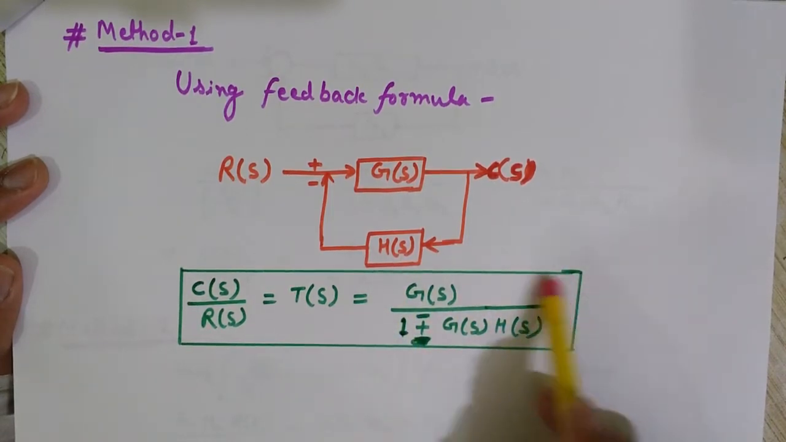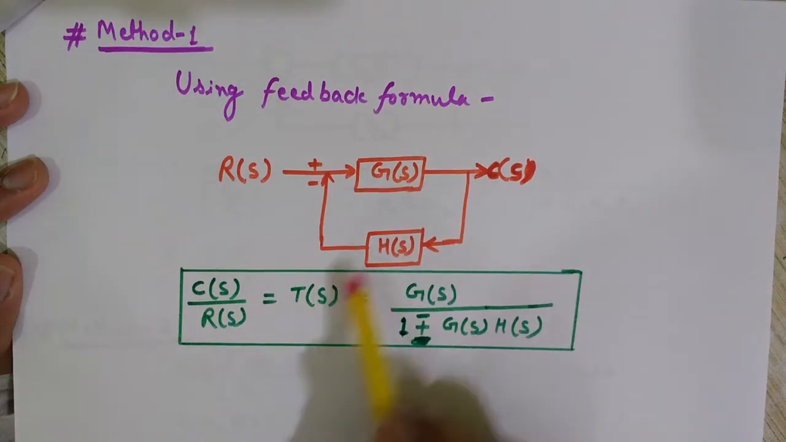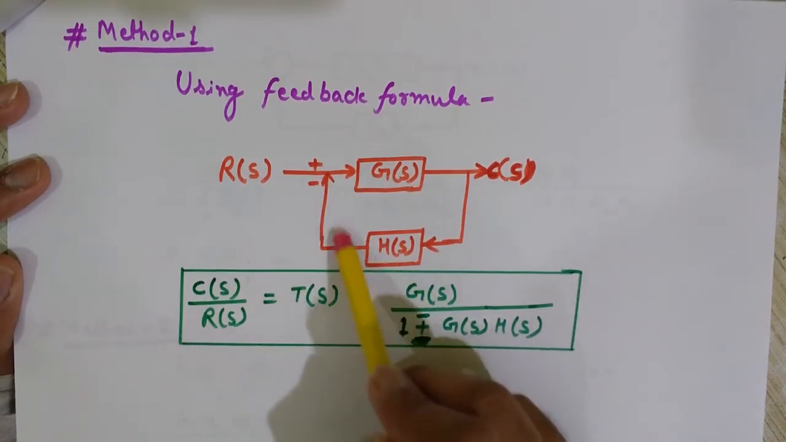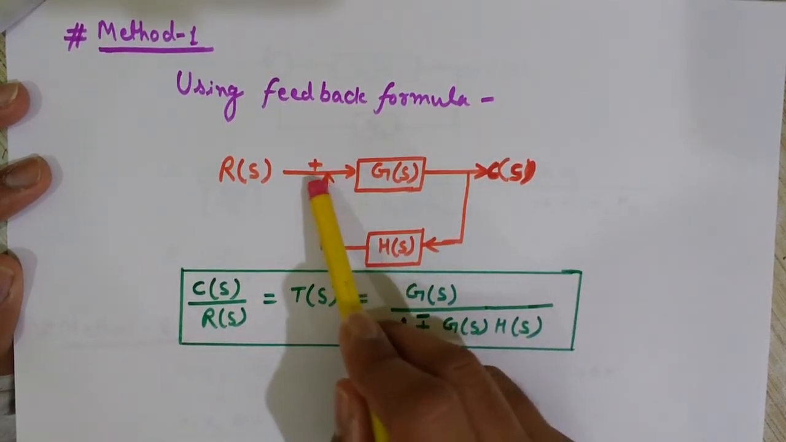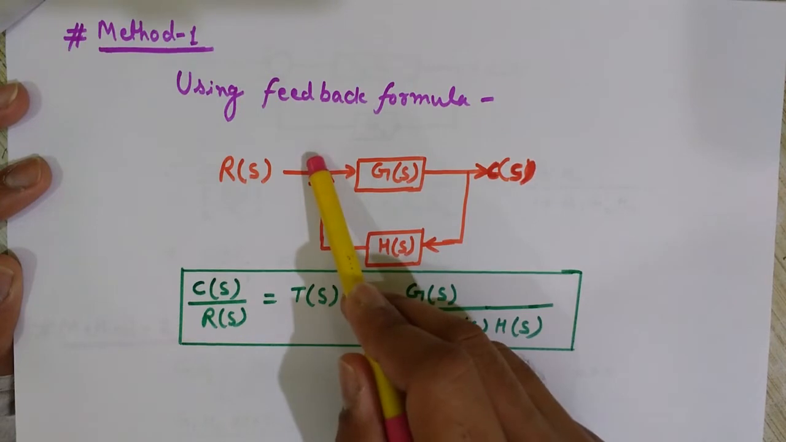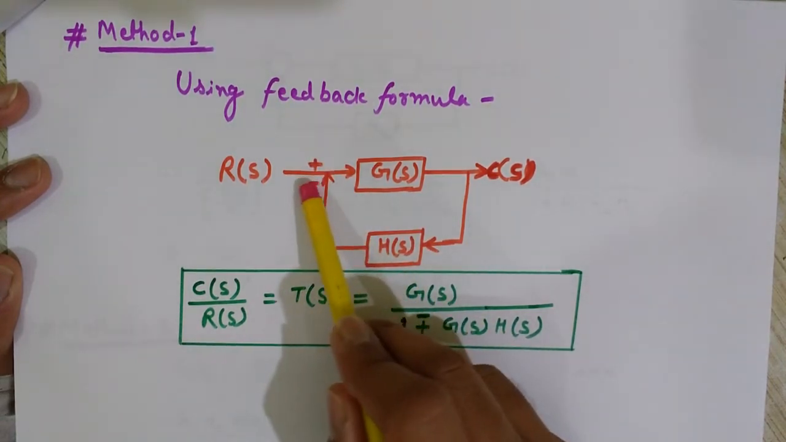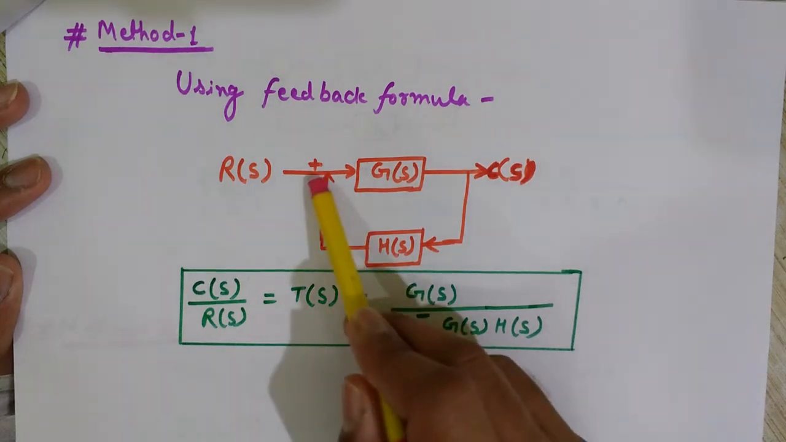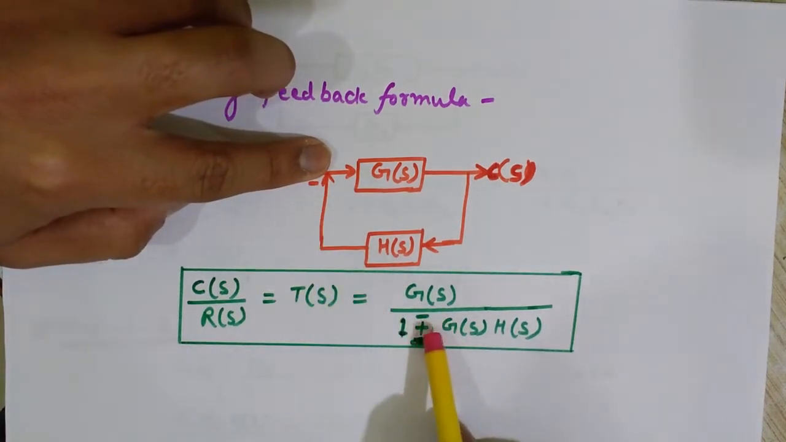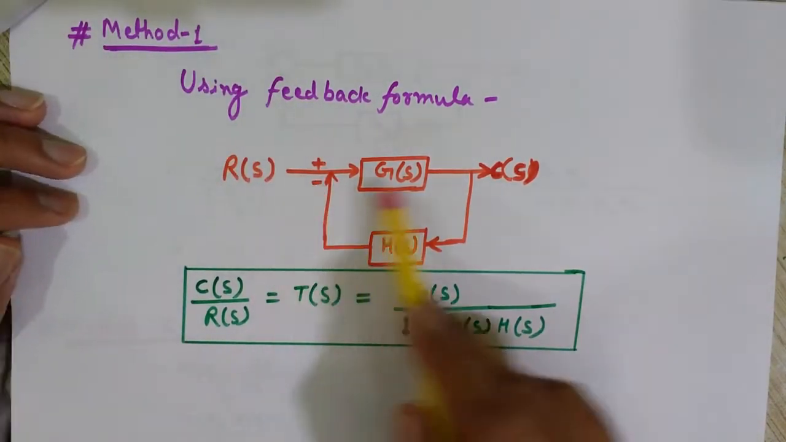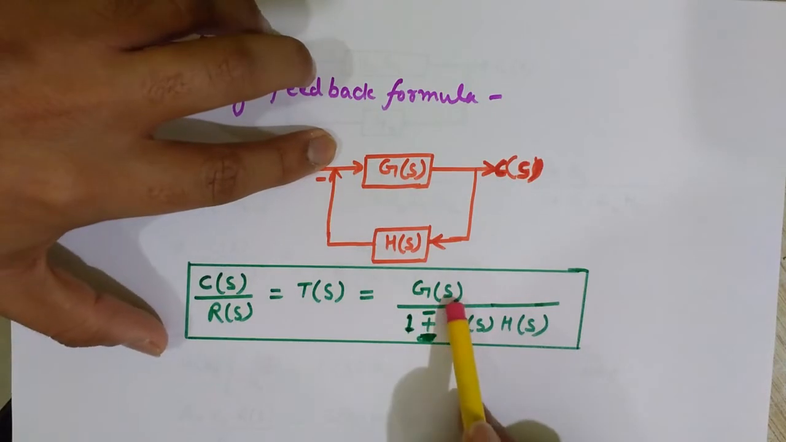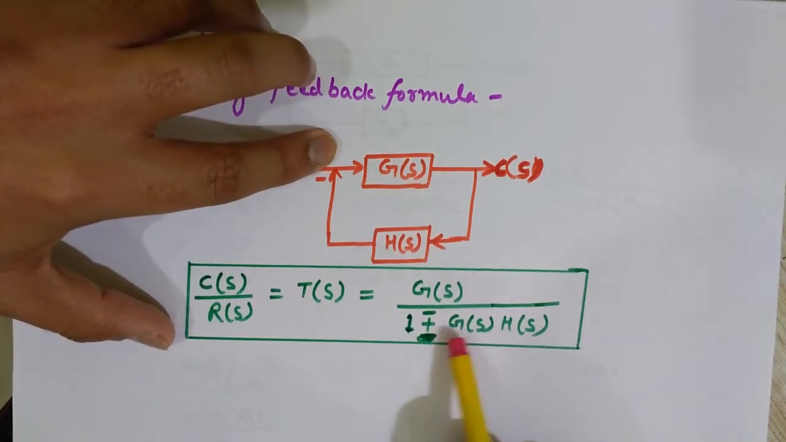So it will be given as G(s) divided by 1 minus or plus G(s) into H(s). Just learn this format, how we used the terms G(s) and H(s). You see here, this is a negative feedback, okay? Here it is a minus sign. According to this formula, if it is plus, then we will use minus, and if it is minus, then we will use plus. So this sign will be opposite, okay? So it is negative feedback. So suppose if it is a negative feedback, then it would be G(s) divided by 1 plus G(s)H(s).